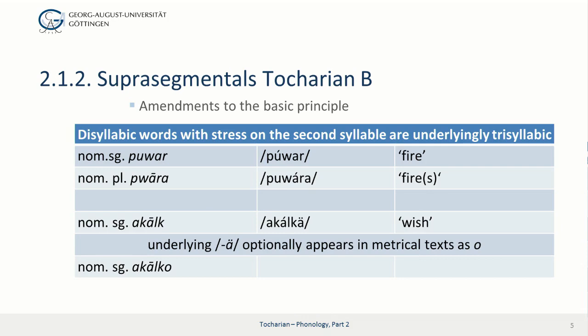The underlying final schwa surfaces on the one hand in inflection and derivation, but even more interesting, it appears written as o in metrical texts, which are, as we will see in our next session, strictly syllable counting. So for akālk, in metrical text, we frequently find akālko. Because this rendering of final schwa as o is not obligatory and depends on the meter, it is called mobile o or o mobile.